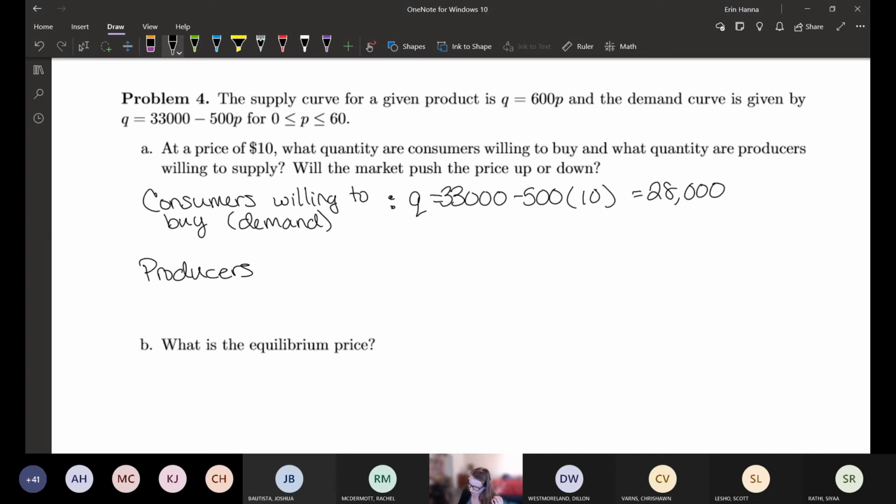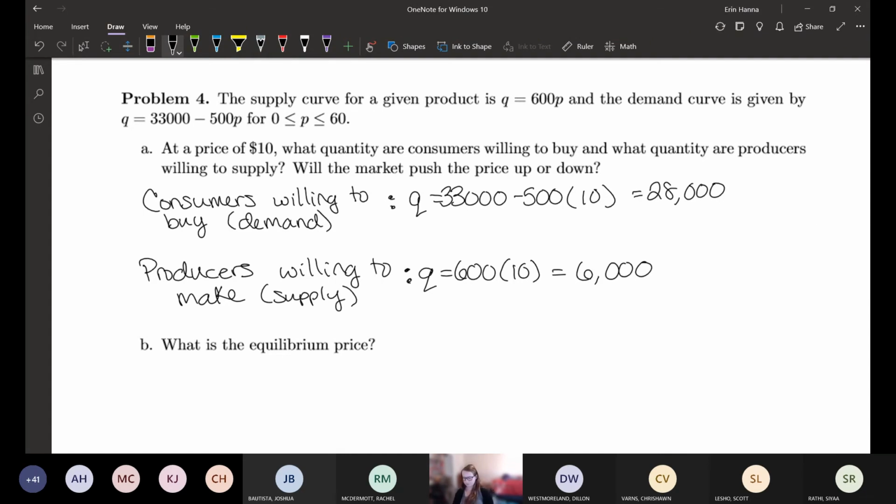Producers willing to make, so that's going to be our supply. It's going to be 600 times 10, which will be 6,000. So I'm going to have 28,000 of them demanded, but I'm only going to be able to make 6,000 of them. That's not good. I'm going to have a bunch of people that really want whatever this product is, and I will not be able to make them because my producer's like, no, I'm not doing it.